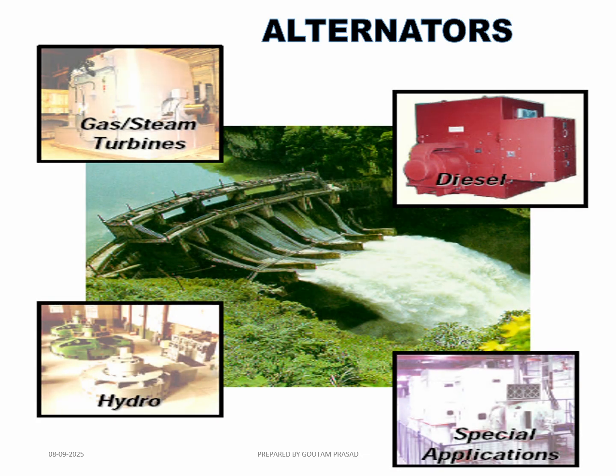Alternators are of different types, as you can see here. Gas and steam turbines are there. Diesel generators are there. Hydroelectric power generation is done, and there are special types of applications like nuclear power and alternator windmills. They are all applying alternators to produce AC.